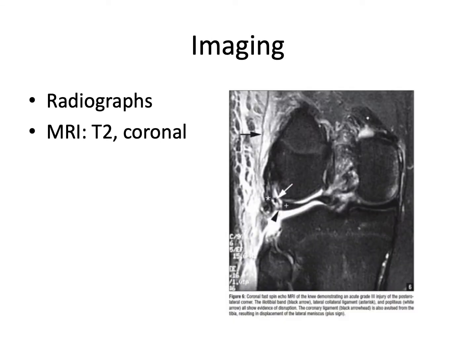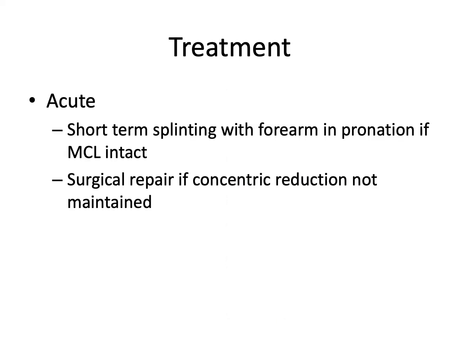Imaging consists of radiographs and MRI, and specifically on the T2 coronal views, you'll often see thickening or rupture of the ligament. Acute treatment would consist of short-term splinting with the forearm in pronation if the medial collateral ligament is intact, with surgical repair if concentric reduction cannot be maintained.